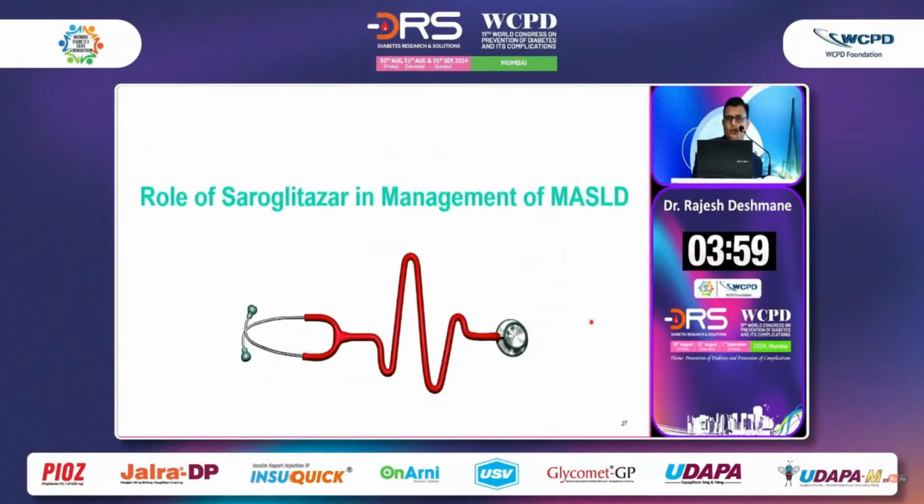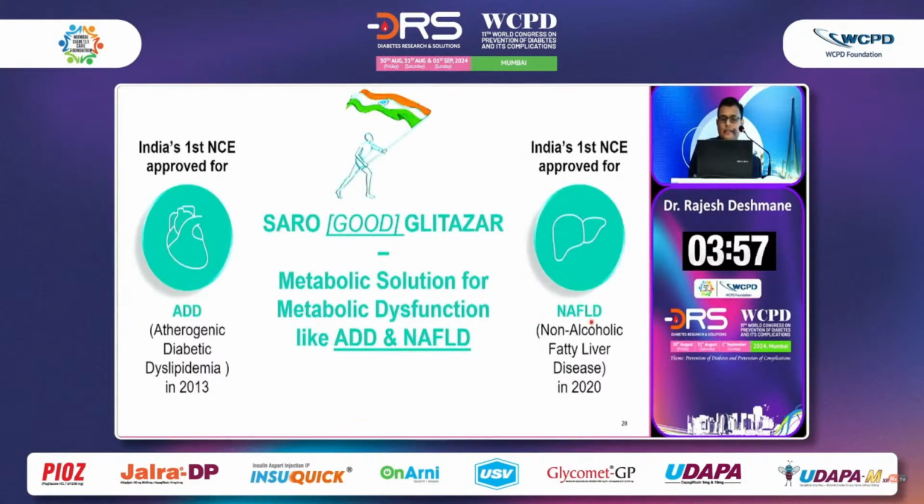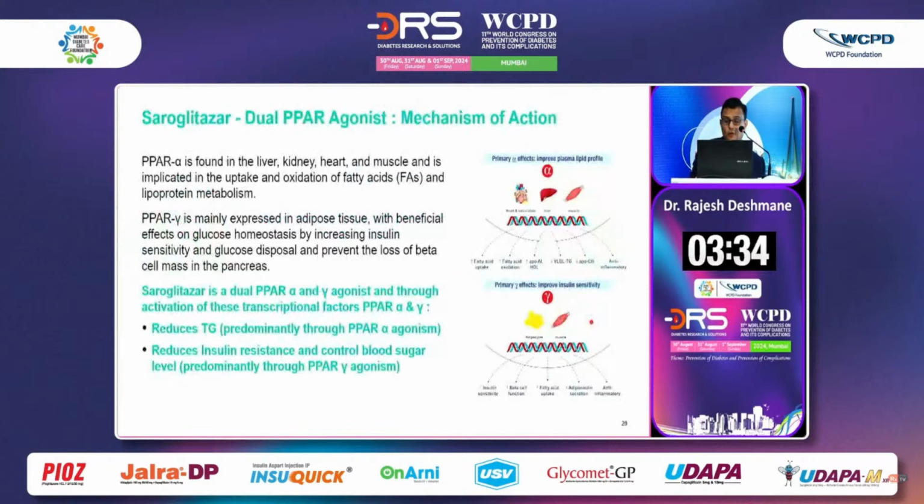Then the role of saroglitazar. Saroglitazar, saro means good in Gujarati, and that we know. This is the first Indian molecule. It is the first molecule developed from India. It's a purely Indian molecule that was developed and approved for atherogenic diabetic dyslipidemia in 2013, and for non-alcoholic fatty liver disease in 2020, and this is a global molecule now. It has not remained in India. It is now becoming a global molecule.